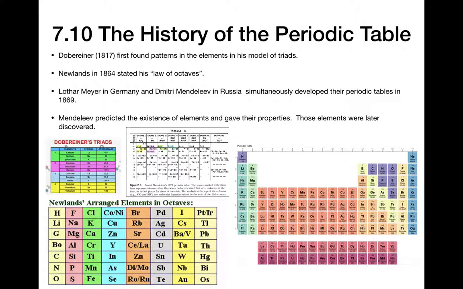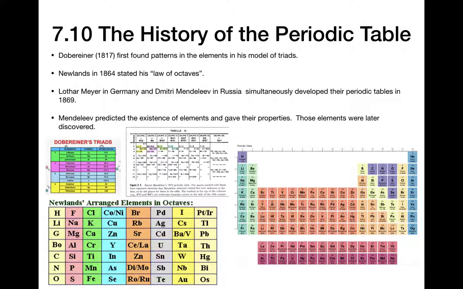Newlands in 1864 developed his law of octaves. In fact, the British would argue that he deserves to get credit for the first periodic table because his preceded Meyer's and Mendeleev's by 5 years. His law of octaves is that every eighth element has similar properties, just like every eighth note on the piano has the same note, just a different octave.